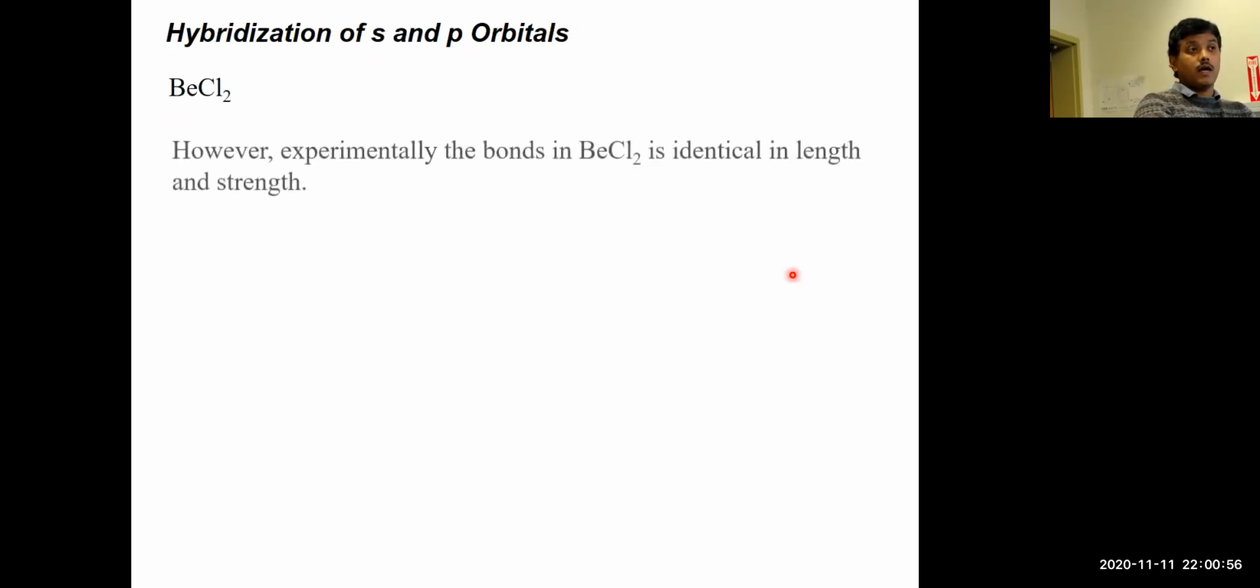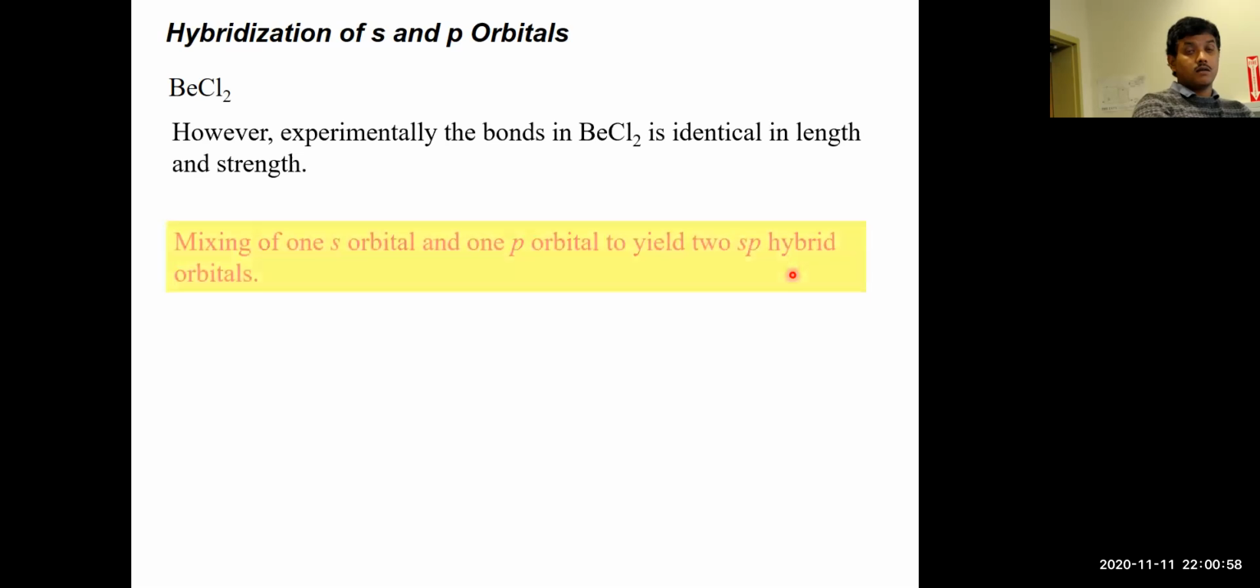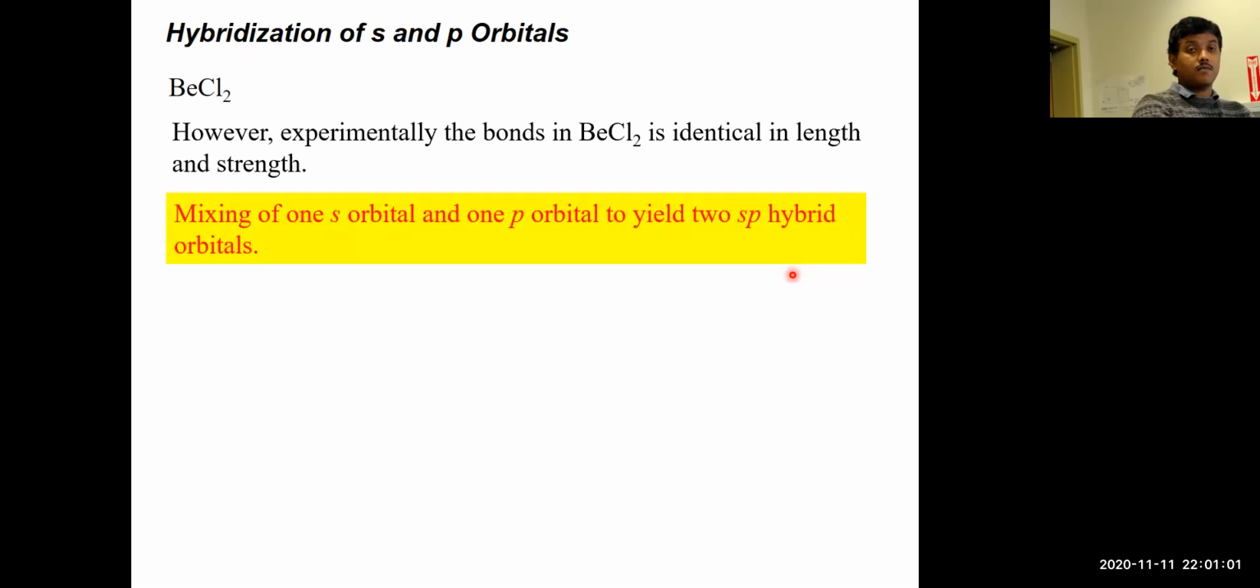So as a result of the two bonds between beryllium and chloride having the same bond length, we know that those 2s1 and 2p1 atomic orbitals underwent hybridization to form 2 new sp orbitals. That is the coolest thing that I find in chemistry.